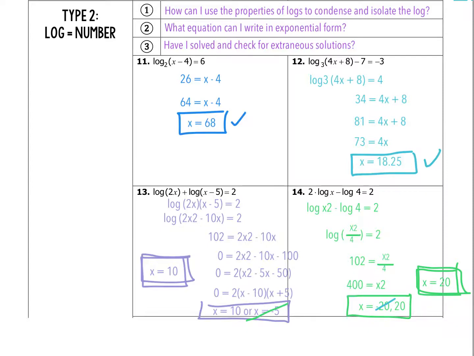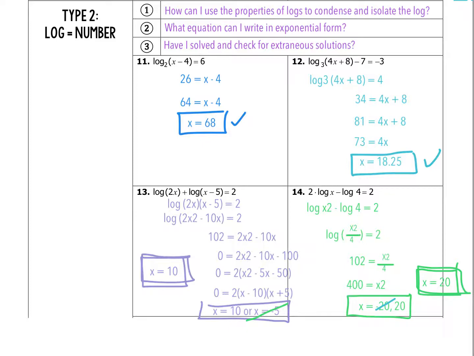All right, so when I look at number 13, I see that I have two logs that are being added together. So what property can I use to condense that log? Well, I see it's addition, and I know addition goes with multiplication. So I rewrote it as the log of 2x times x minus 5. And I went ahead and distributed the 2x, and I got 2x squared minus 10x, and that equals 2.